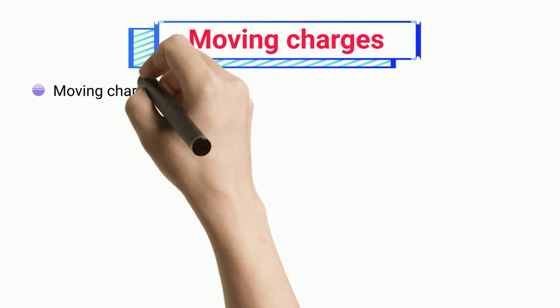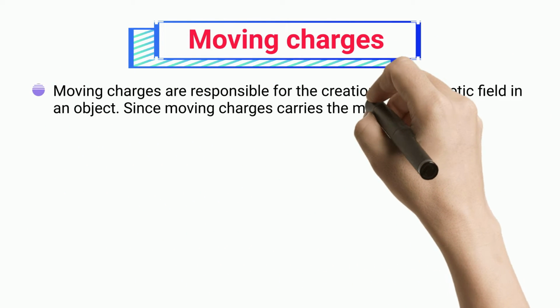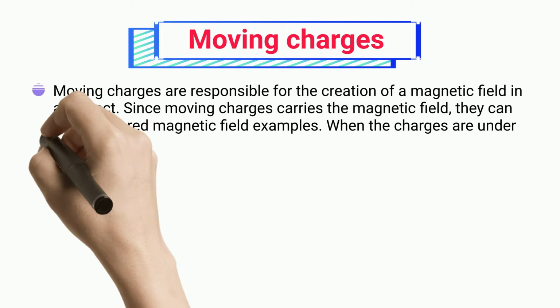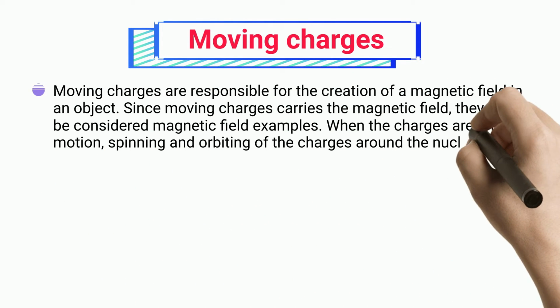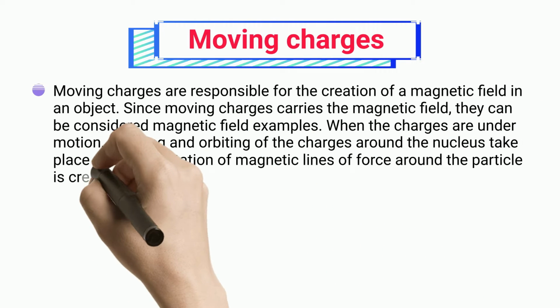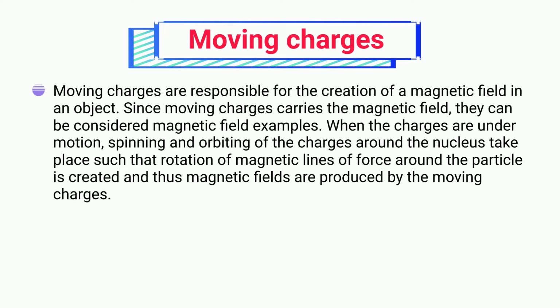Moving charges. Moving charges are responsible for the creation of a magnetic field in an object. Since moving charges carry the magnetic field, they can be considered magnetic field examples. When the charges are in motion, spinning and orbiting of the charges around the nucleus take place such that rotation of magnetic lines of force around the particle is created, and thus magnetic fields are produced by the moving charges.